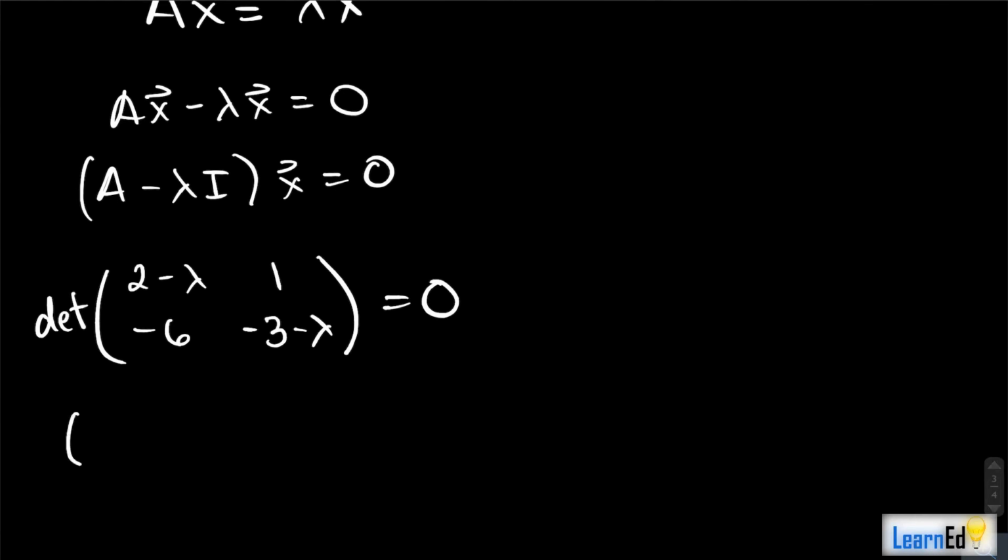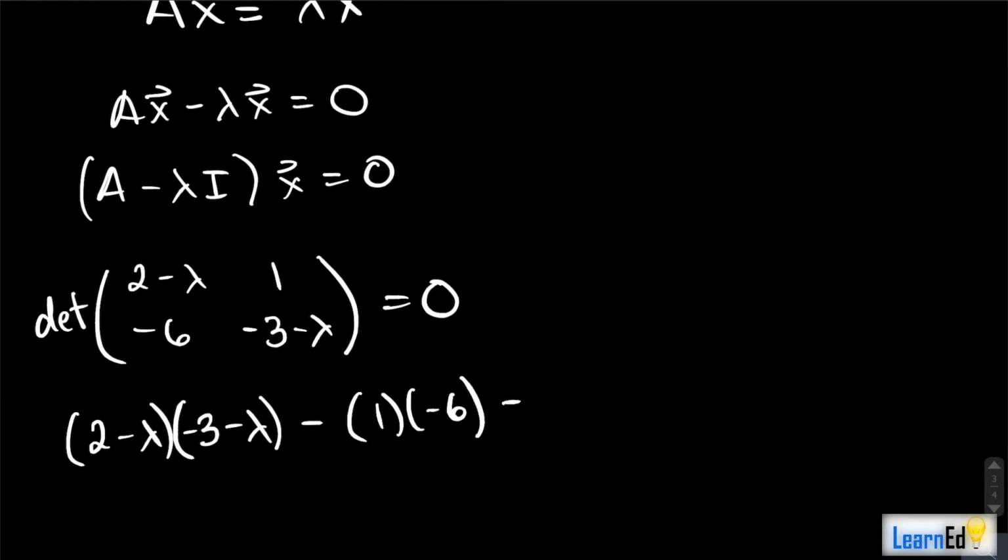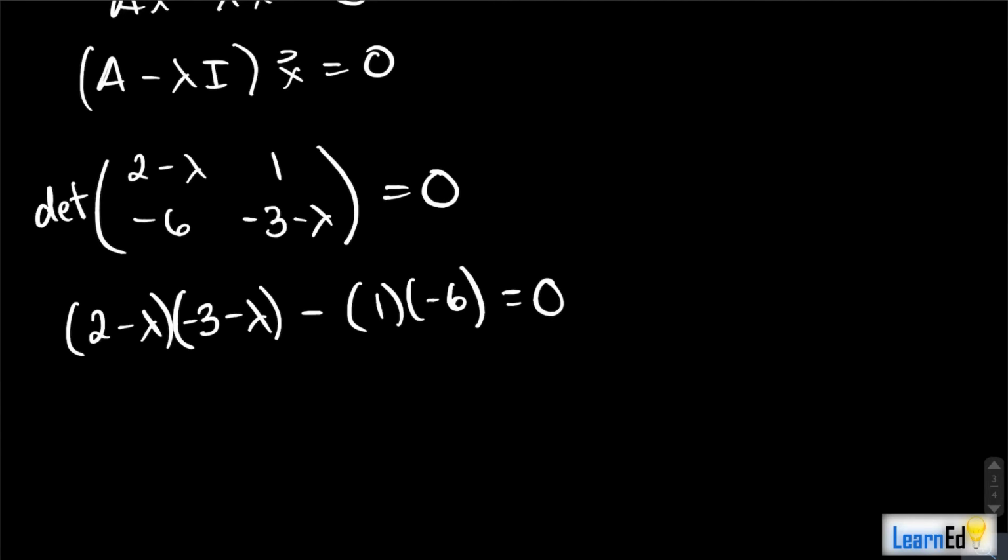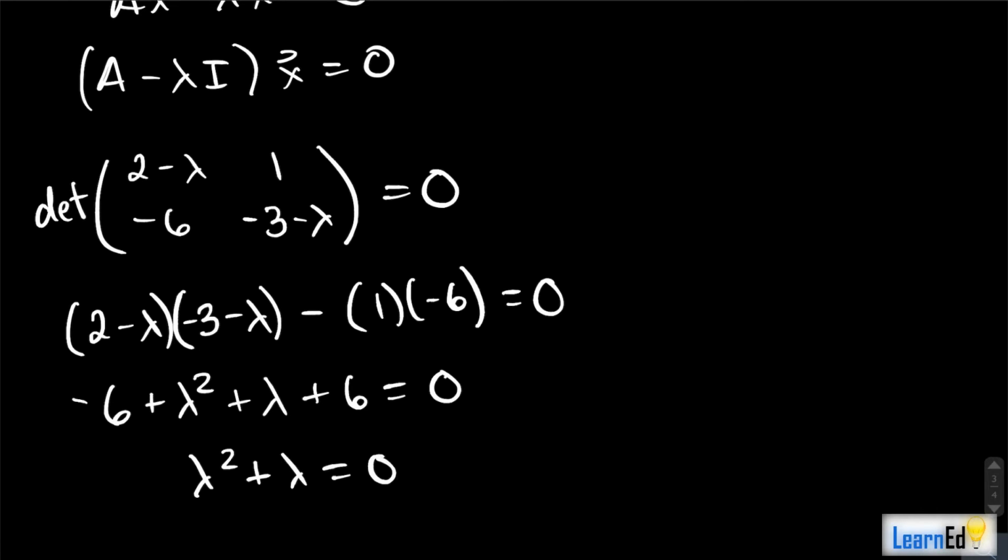Well, if we find the determinant, that's the same thing as 2 minus lambda times negative 3 minus lambda, minus a 1 times negative 6, and we set that equal to 0. And we end up with a negative 6, a plus lambda squared, and a plus lambda. Because negative 3 minus lambda gives us plus 3 lambda, and we have a minus 2 lambda because of these two things. Then we add 6 and get 0, so we have lambda squared plus lambda equals 0.